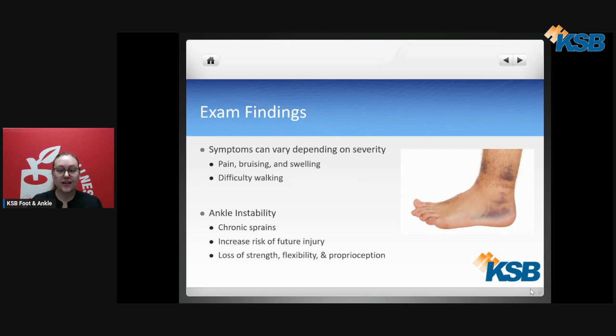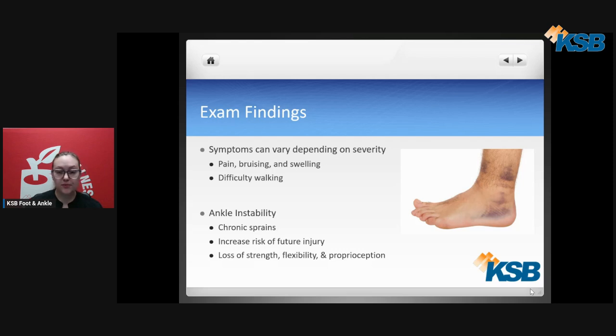Some of the exam findings that we will see when patients come in with ankle sprains are some pain, bruising, swelling, and difficulty walking. A lot of these all depend on the variation or the grade of ankle sprain that the patient developed.